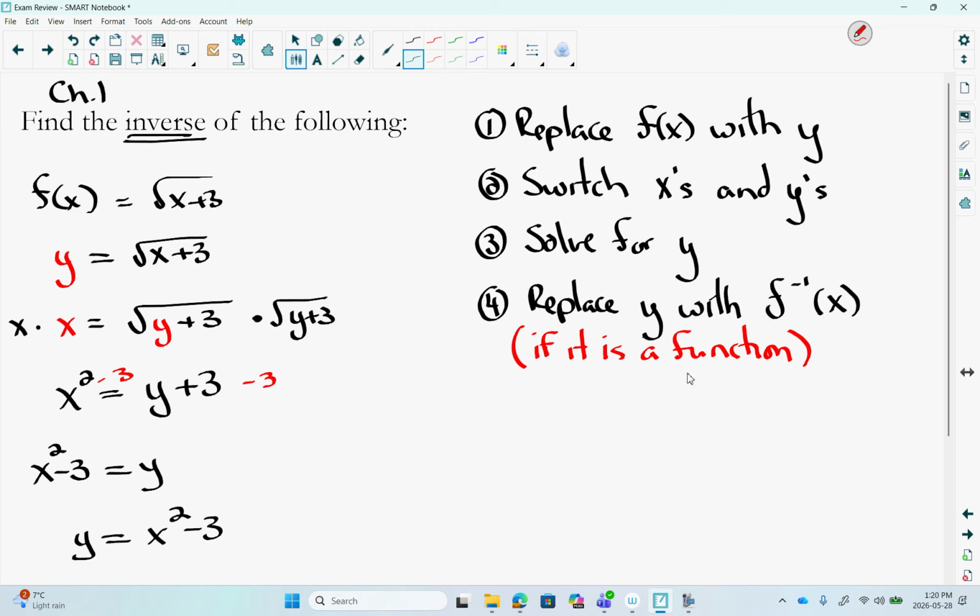It says if it is a function. How do you know if that's a function? Well, do you remember what this curve would look like? This is what we focused on in chapter 2. It's the square root curve. And it would have this shape. An endpoint here and an arrow there.